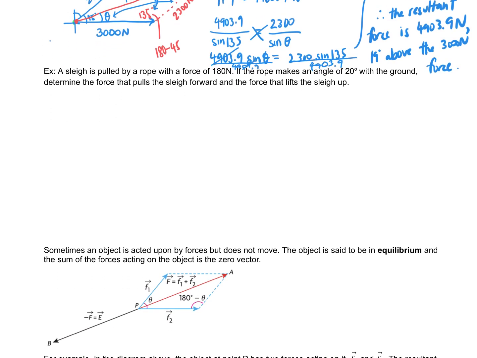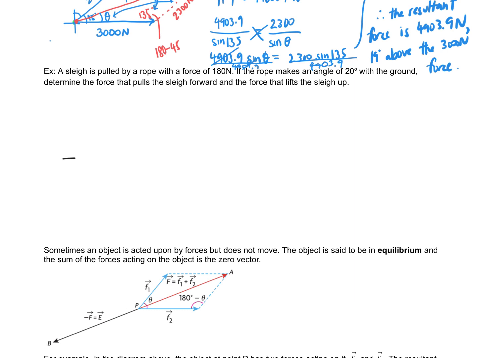Moving on, a sleigh is pulled by a rope with a force of 180 newtons. If the rope makes an angle of 20 degrees with the ground, determine the force that pulls the sleigh forward and the force that lifts the sleigh up. So in this case, we're actually given this resultant force. This is the overall, that 180 newtons is the overall force that is being applied to the sleigh to pull it forward. But there are two forces that actually create this motion. So we're actually breaking this force down into two components, a horizontal and a vertical one.